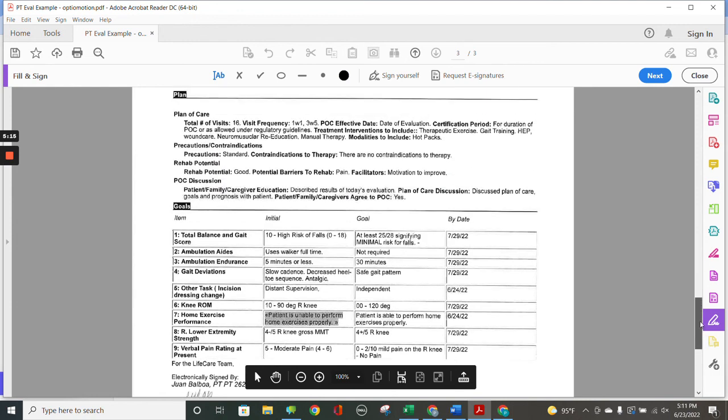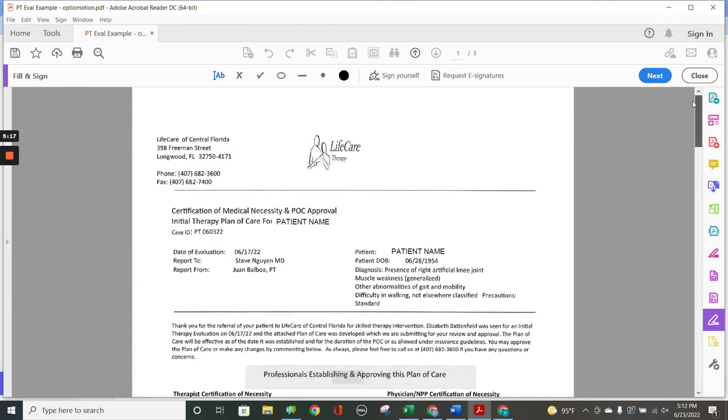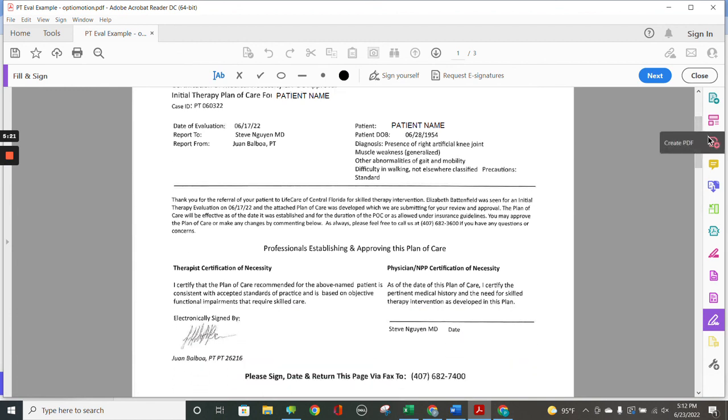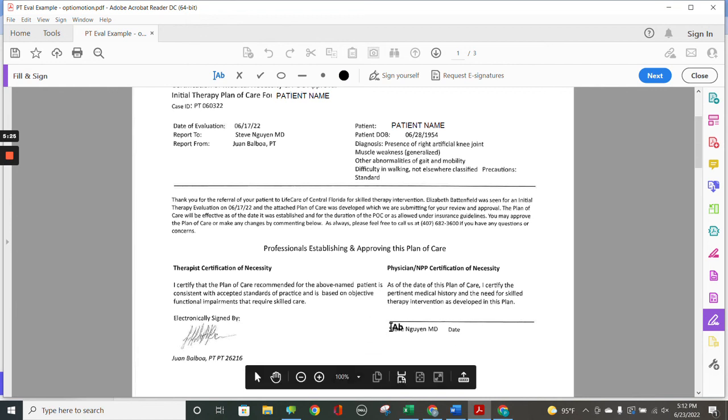Pretty boring and simple. Again, the big thing for us is that we need this approved per ACA and per Medicare guidelines by Dr. Nguyen to sign and date through DocuSign.